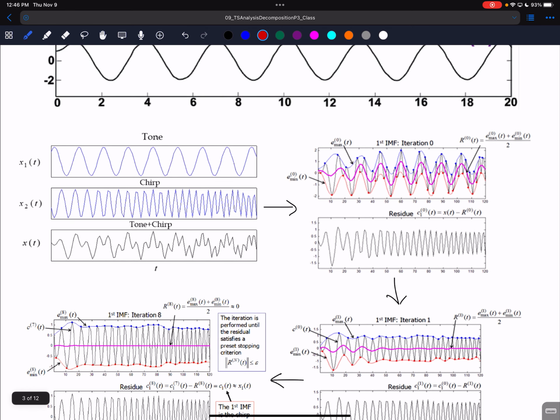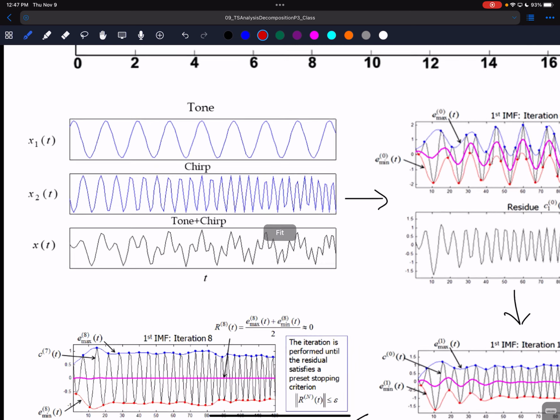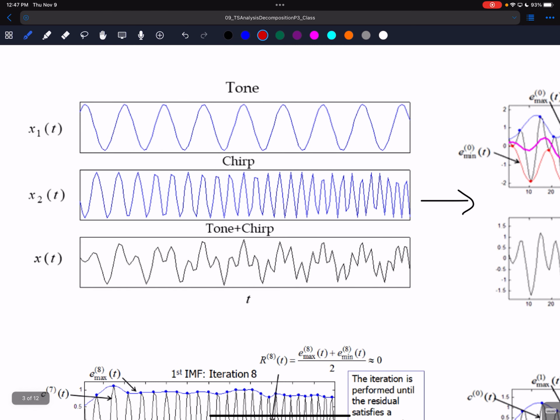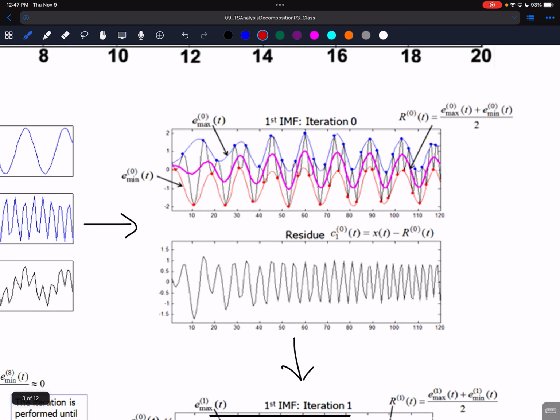Another example, the figures are probably a little bit blurry. The quality where I took them from was not that good, so in this case we have a tone signal added to a chirp signal. Chirp is just starting at a low frequency and increases in frequency over time, shown here. To the right of this is this application of the sifting process, starting off with just trying to find that first IMF. This is the very first iteration in this case, and it results in the residual as shown below there.